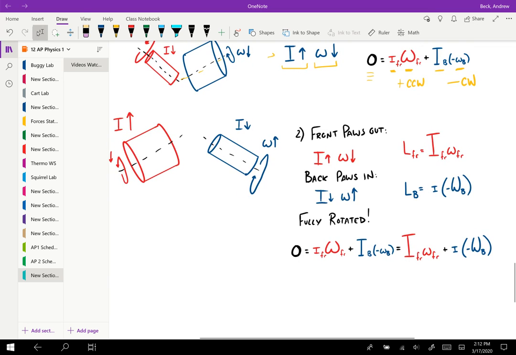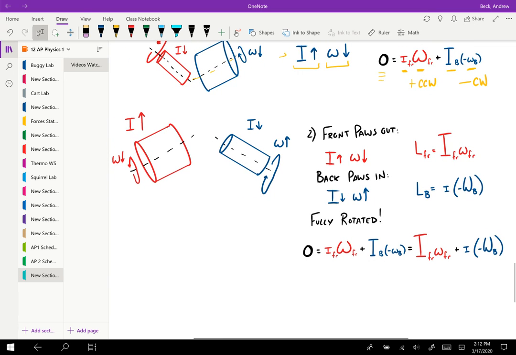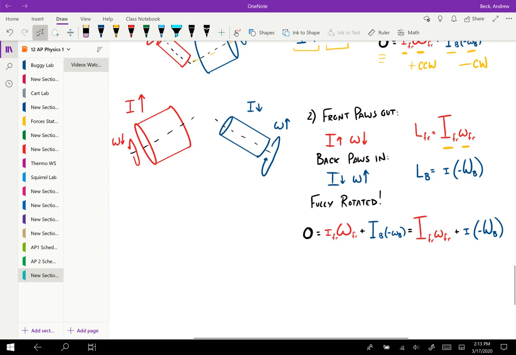So what we're going to do is the cat's going to stick its legs out, its paws out, increase that rotational inertia, which would decrease the angular velocity because it doesn't want to spin anymore. It's at the location that it wants. It's spun the amount of radians that it wants to spin. And then on the back side, the back paws now this time are going in, so it's going to decrease our rotational inertia and then increase our rotational velocity. So we're going to have a low I and then by default a large omega.